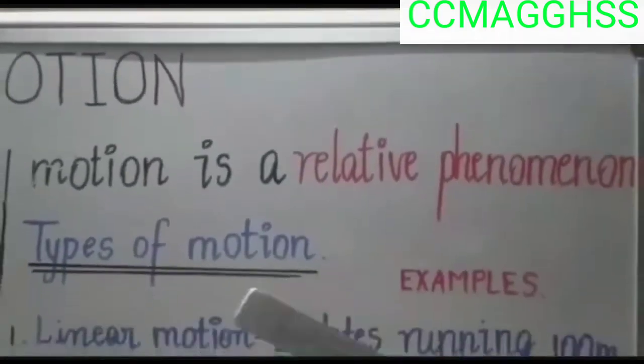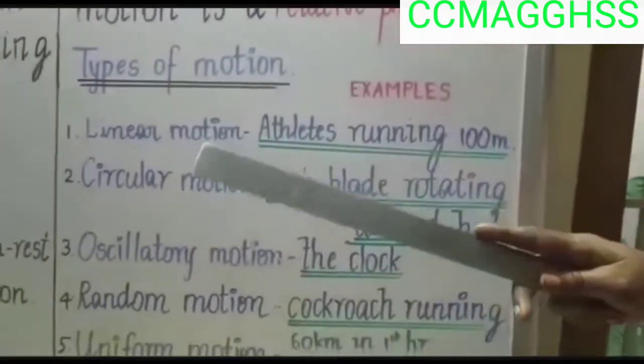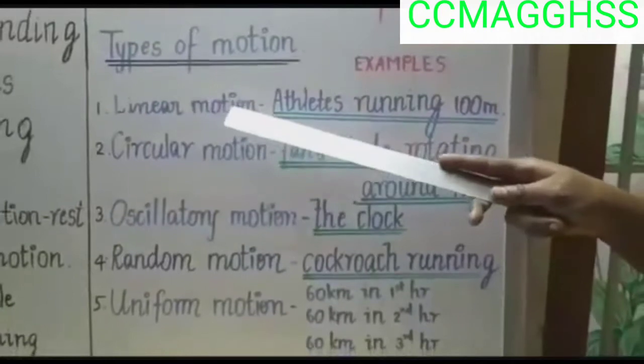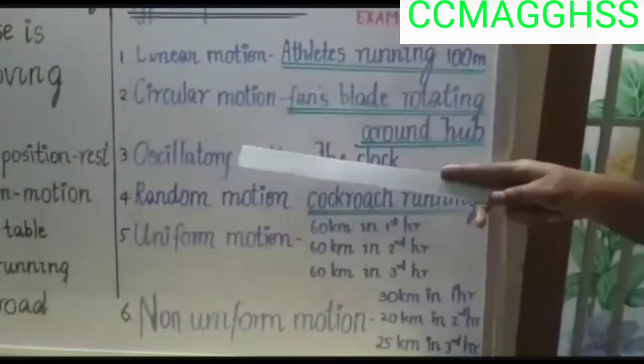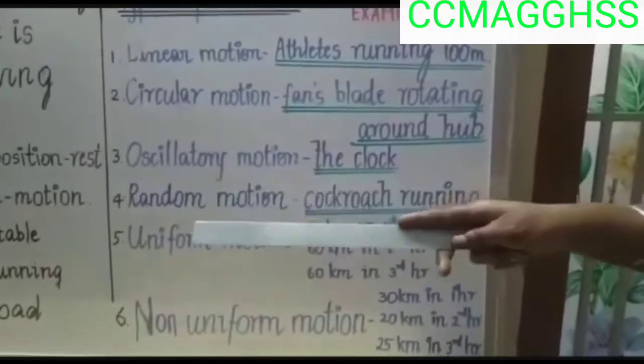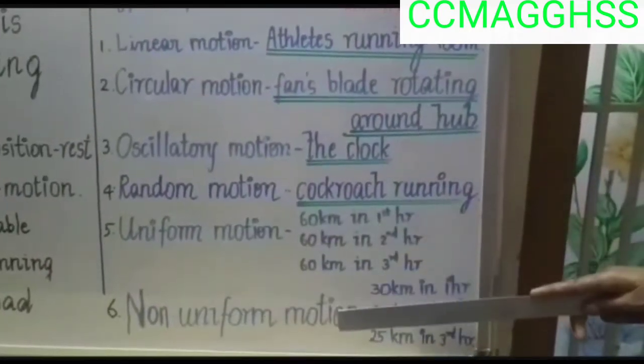Next, we'll come to the types of motion. There are 6 different types of motion: linear motion, circular motion, oscillatory motion, random motion, uniform motion and non-uniform motion.